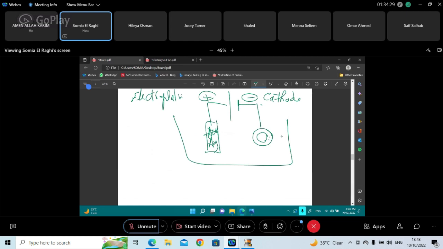Right? Again, the object to coat is fixed at the cathode. The metal I need to use in coating is the anode. What is the electrolyte? Aqueous solution of silver nitrate or silver sulfate. Aqueous solution. Please don't forget that.